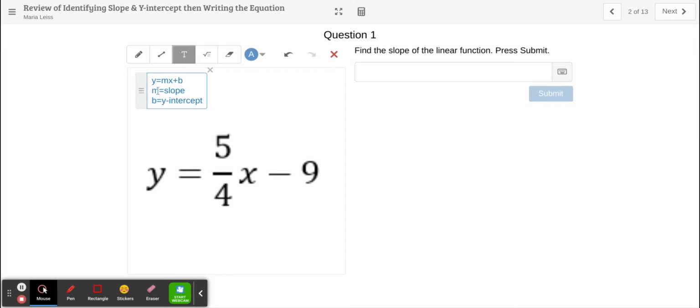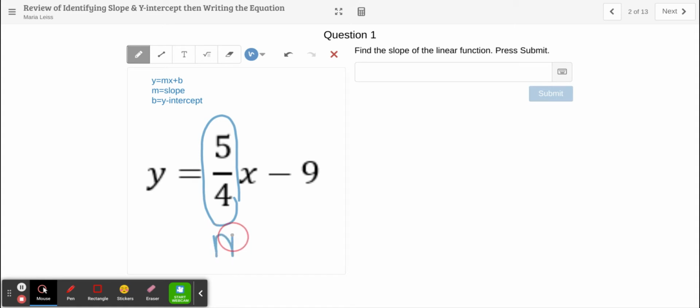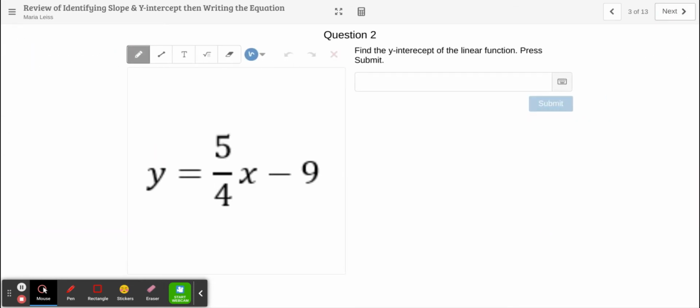So what we're looking to see is what number is sitting in place of the m in our equation. When I come down here, the m is right next to the x, so the number right next to the x is this 5/4. That means this is my slope. It says find the slope, so I'm going to type 5/4. I'm going to hit submit, and it tells me I'm right. Good job. Pat myself on the back. And then I get to move over to slide 3.